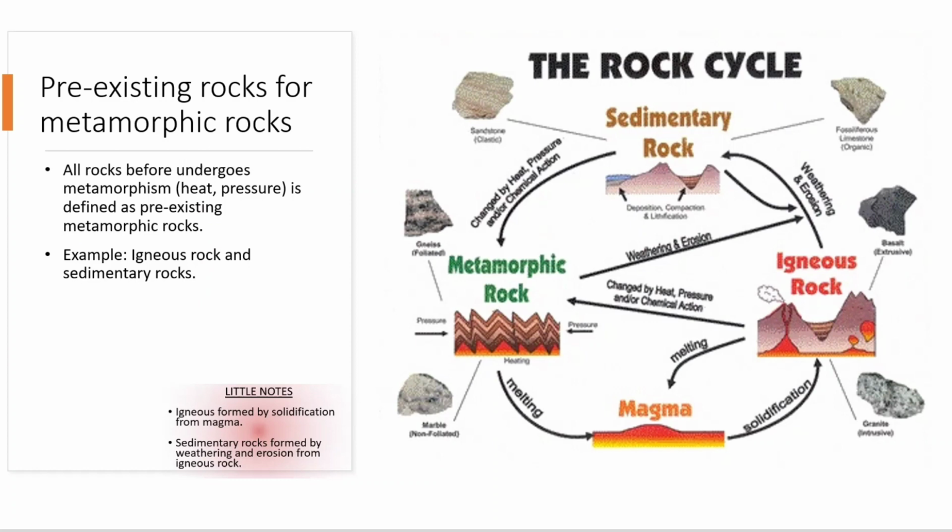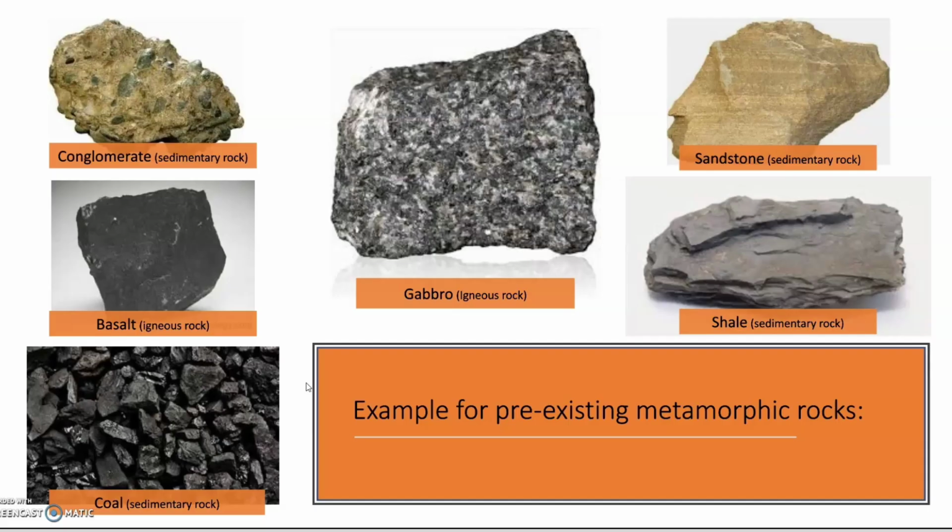So what is pre-existing rock for metamorphic rock? All rock before it undergoes metamorphism, which is heat and pressure, is defined as pre-existing metamorphic rocks. For example, igneous rock and sedimentary rock. Sedimentary rock and igneous rock undergo heat and pressure to become metamorphic rocks. Okay, so this is the example for pre-existing metamorphic rocks.